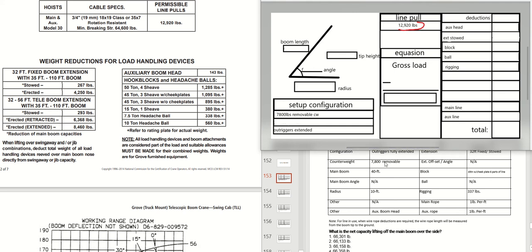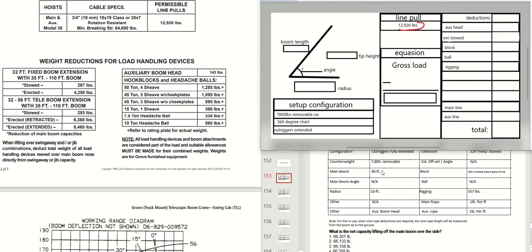Now that we've got that written down, we'll start down here in the bottom right corner on our load chart question. First of all, we're going to figure out what the question is asking. It's asking what is the net capacity lifting off the main boom over the side. Lifting off the main boom over the side tells us that that is the 360-degree load chart. So we're going to come over here and put setup configuration: 360 degree load chart.